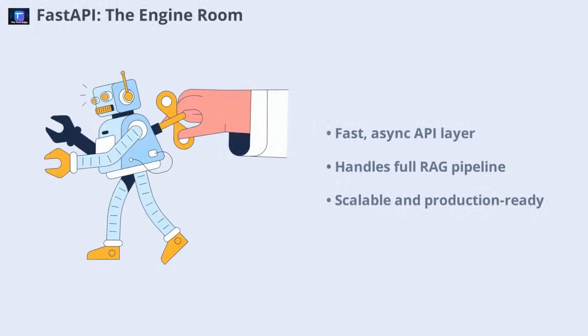To make the system interactive, everything is wrapped inside a FastAPI backend. FastAPI exposes the RAG pipeline as an API endpoint, handling requests from the frontend. When a user submits a question, FastAPI retrieves schema info, generates and validates SQL, executes the query, and returns the results. This layer is fast, scalable, and easy to deploy, making it ideal for production environments.